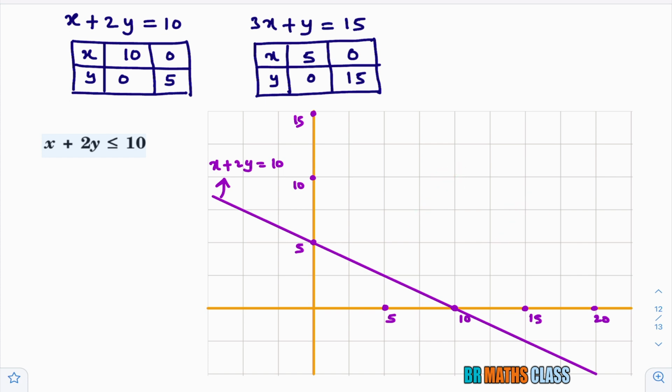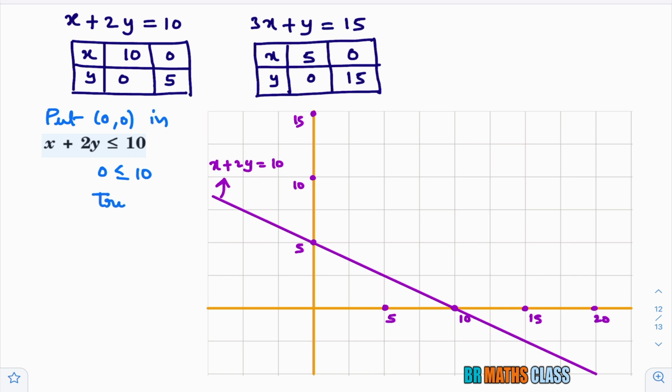So as origin side, non-origin side are present for this line, I'll put 0, 0 in this inequality. Then what you will get? 0 plus 2 into 0 is 0 less than or equal to 10. That is nothing but 0 less than or equal to 10. Is 0 less than 10? Yes, 0 is less than 10.